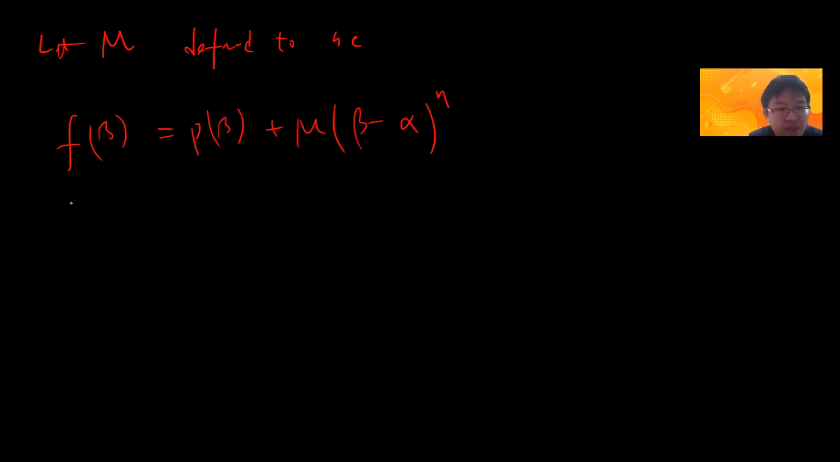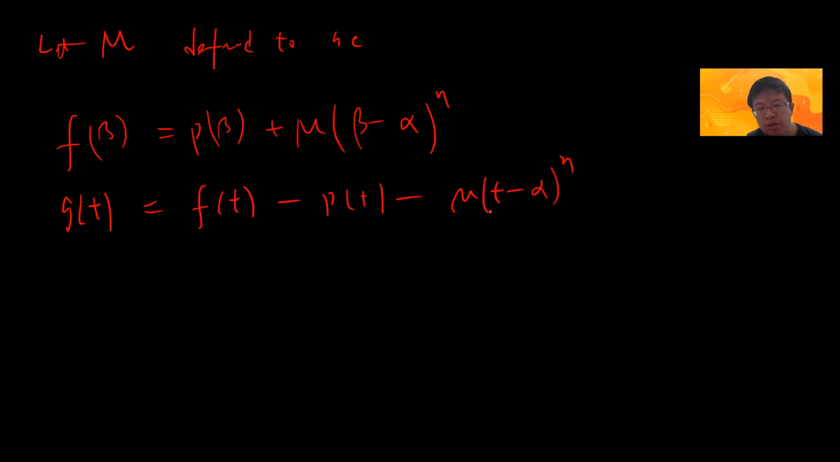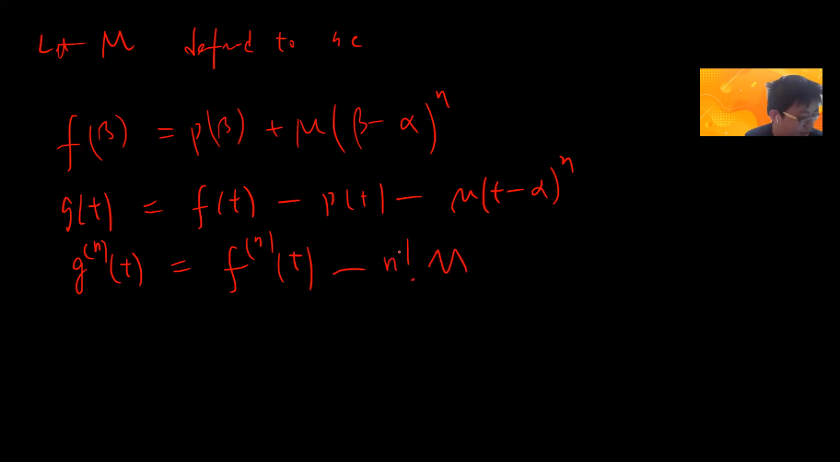And I define g of t to be f of t minus P of t minus m times t minus alpha to the n. Remember, P is a degree n minus 1 polynomial, so if you take the nth derivative, it becomes 0. So it is easy to check that the nth derivative of g is f to the n of t minus the nth derivative of m times t minus alpha to the n, which is a degree n polynomial, and so it gives n factorial times m. This holds for any t in the interval.